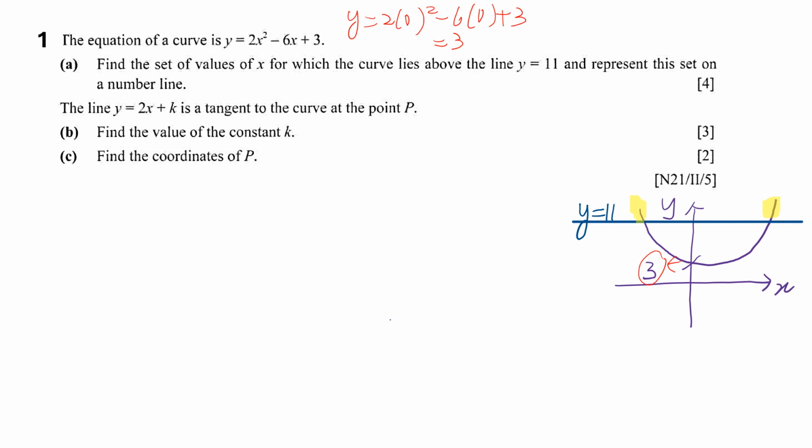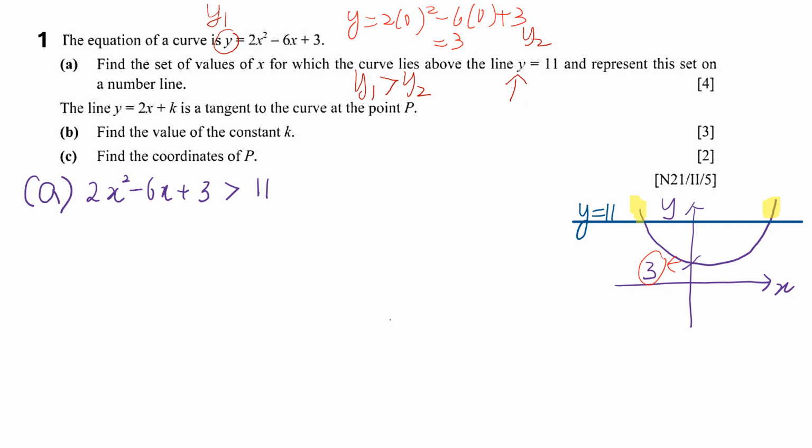Okay, so how do I go about doing it? Basically, I need to have this y value bigger than this y value. So if I call this y value y1 and this y2, basically I need to have y1 bigger than y2. I need to have y1 above y2, right? Because the curve must lie above y2. So what we are saying is I need my 2x squared minus 6x plus 3 to be bigger than 11.